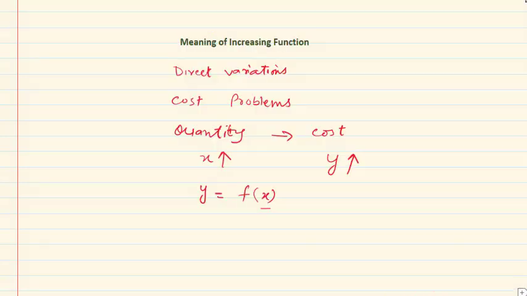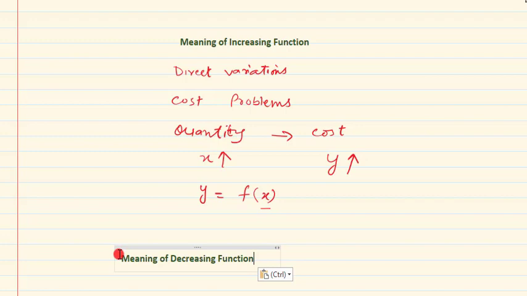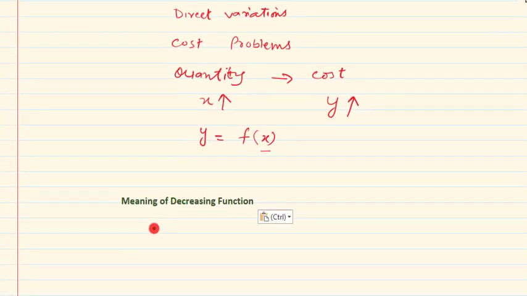Now let us come to the meaning of decreasing function. In decreasing function, we can take the example of inverse variation. Suppose 10 workers are working on a construction work and they complete the work in 60 days. But due to some emergency reasons, we need to complete the work in 30 days. So what do we need to do? You know very well that we have to increase the number of workers.